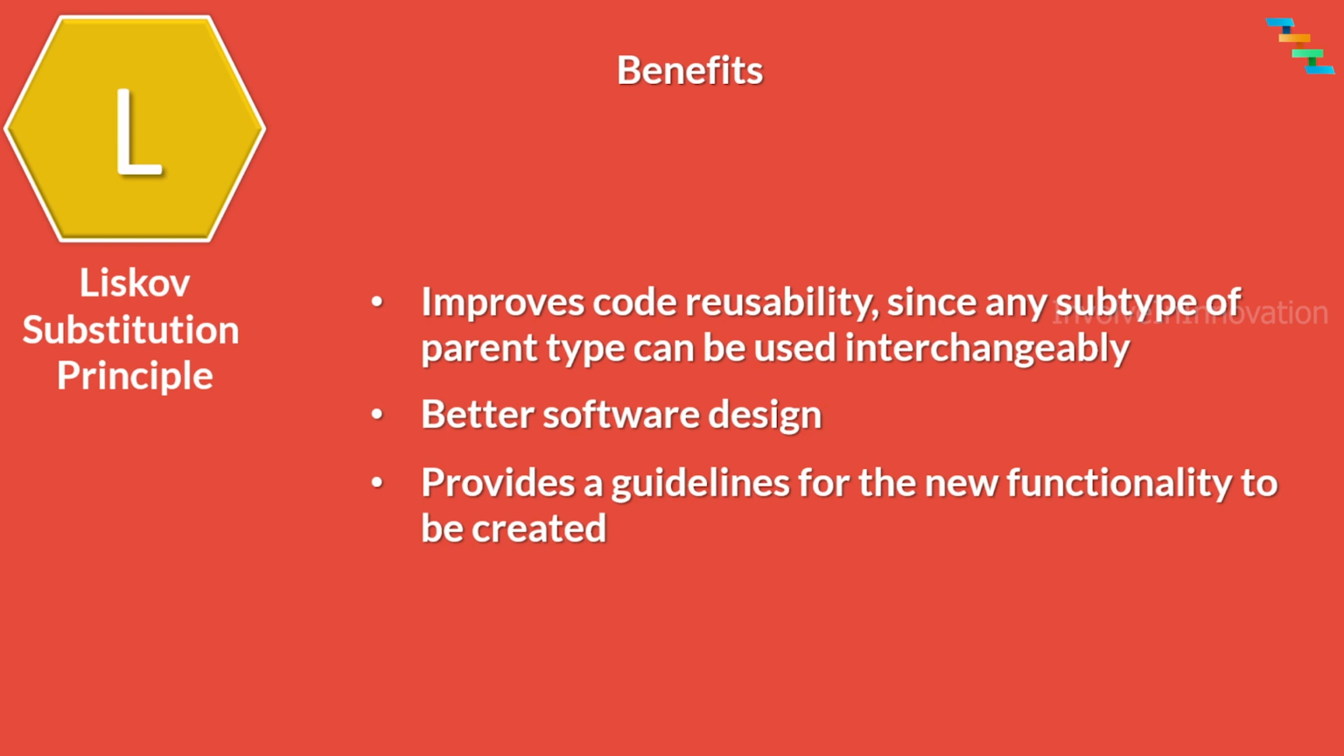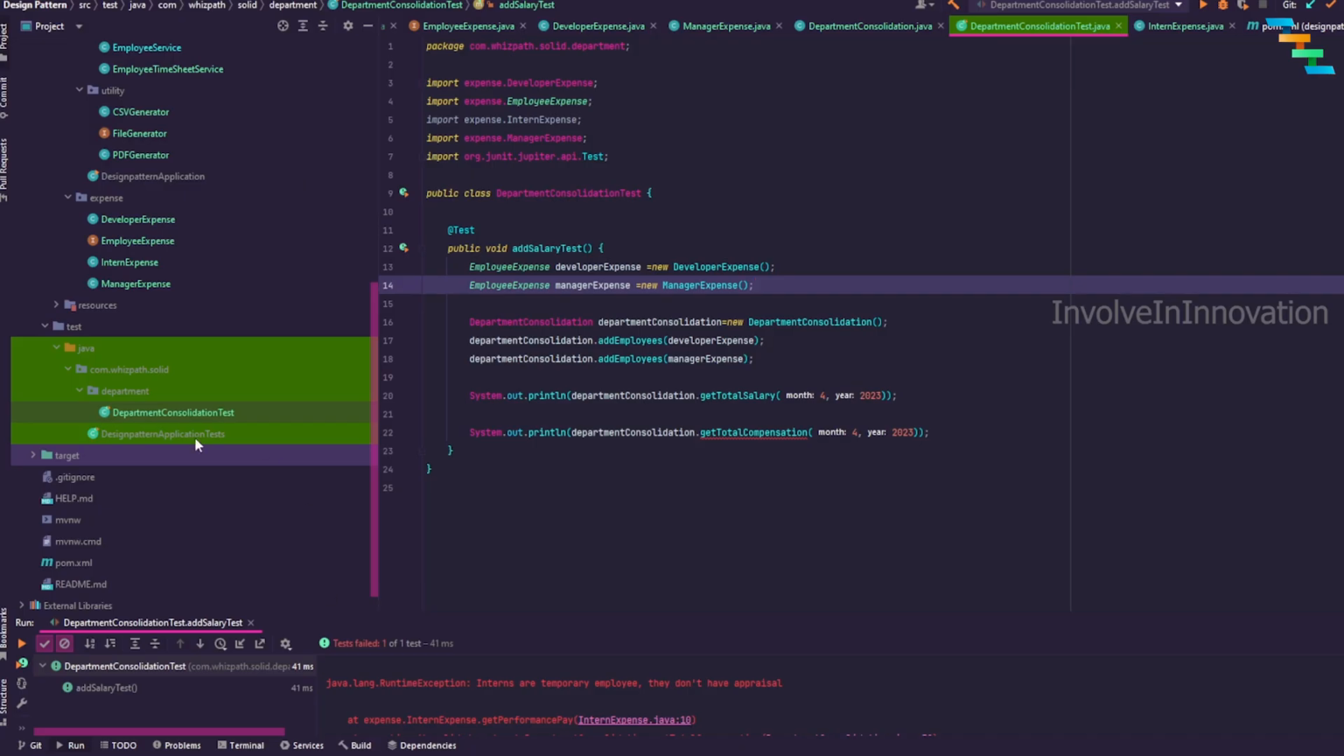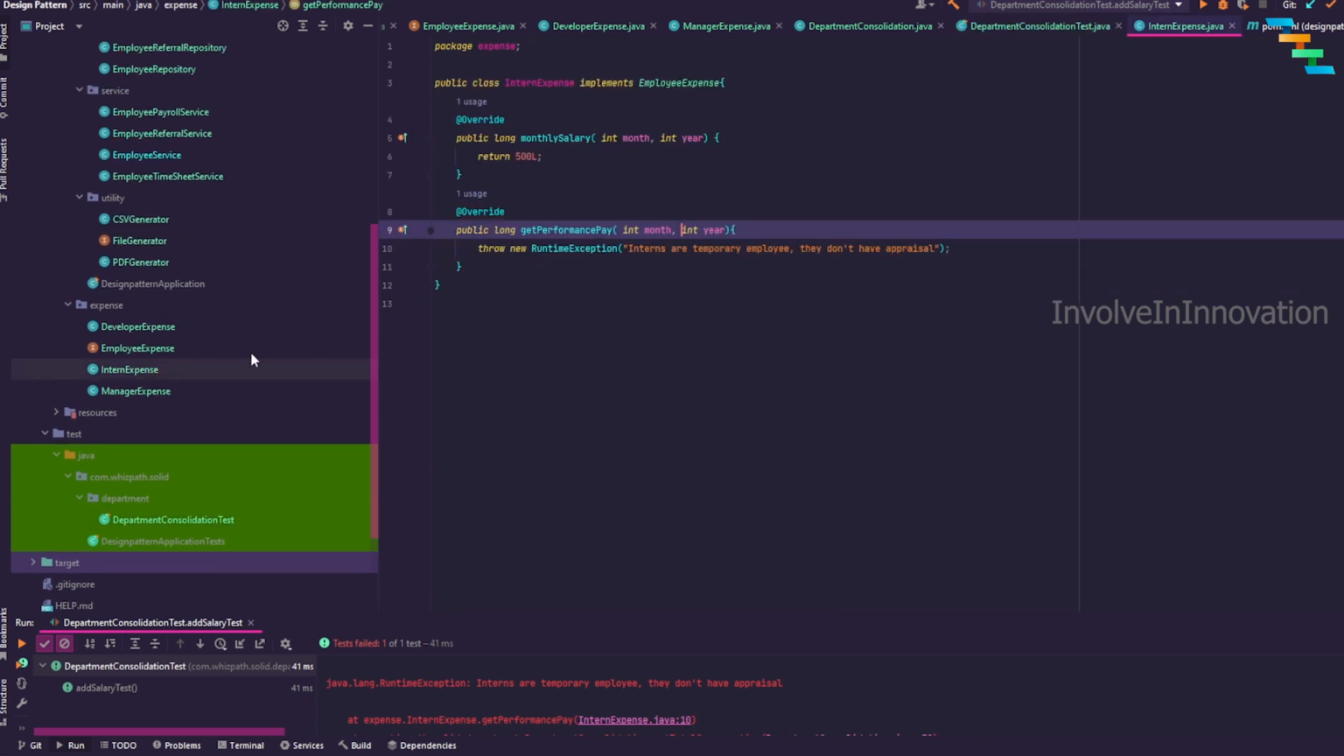Next we will see the interface segregation principle. The interface segregation principle is fairly easy in the SOLID design principles. It states that no client should be forced to depend on a method it does not use. So with the same intern example, I will go and explain here. The intern expense should not have the performance pay.